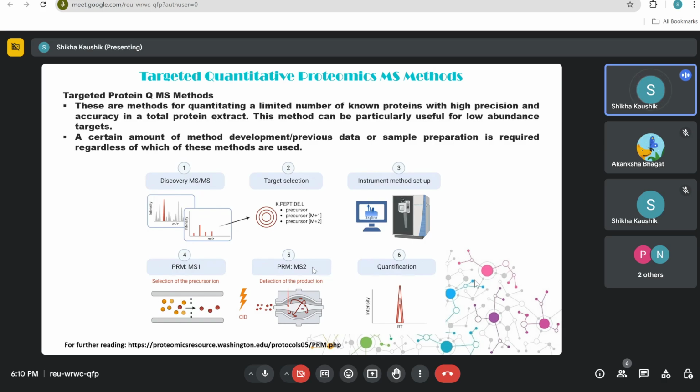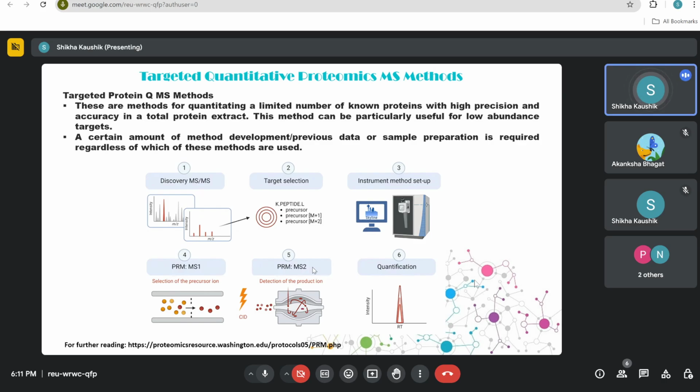But when you come to targeted proteomics, where you are aware of what all proteins you need to study, then it becomes very easy for you to get the information of these low abundant targets, because you know the number of proteins that you want to study. A certain amount of method development, previous data, or sample preparation is required, regardless of which of these methods is used.